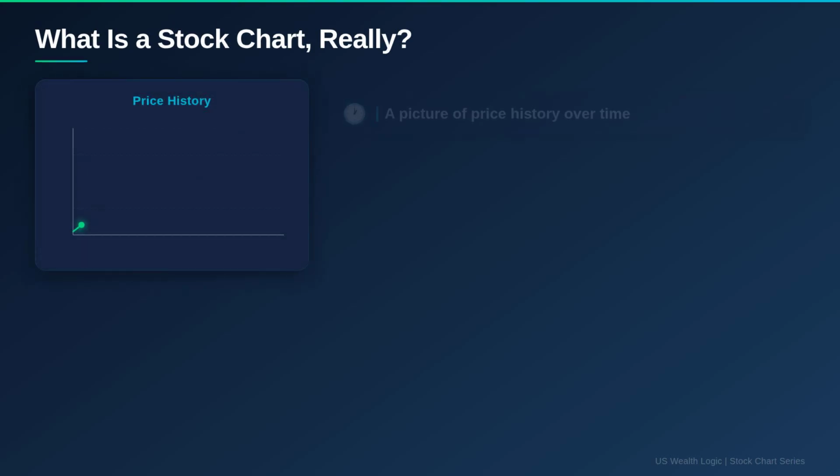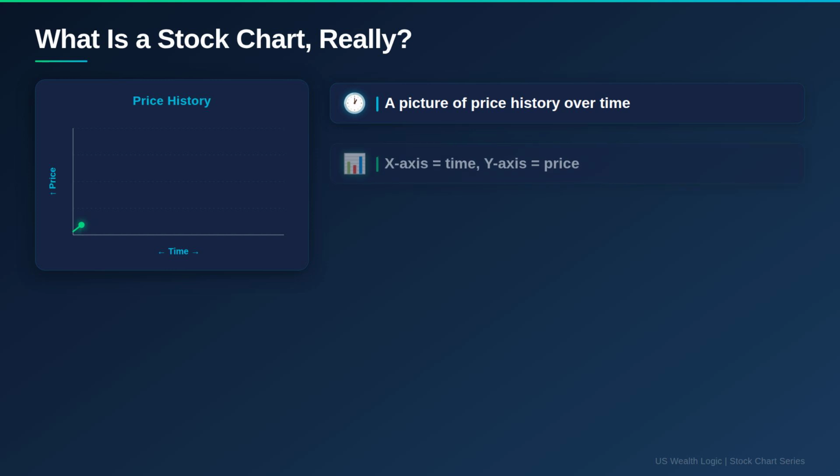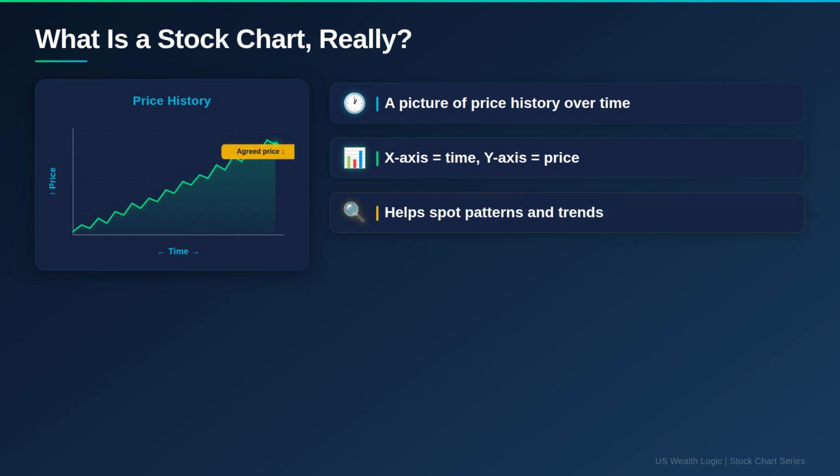Before we dive into the details, let's answer the most basic question. What is a stock chart? Simply put, it's a picture of a stock's price history over time. The horizontal axis, the bottom of the chart, shows time. The vertical axis on the side shows price.